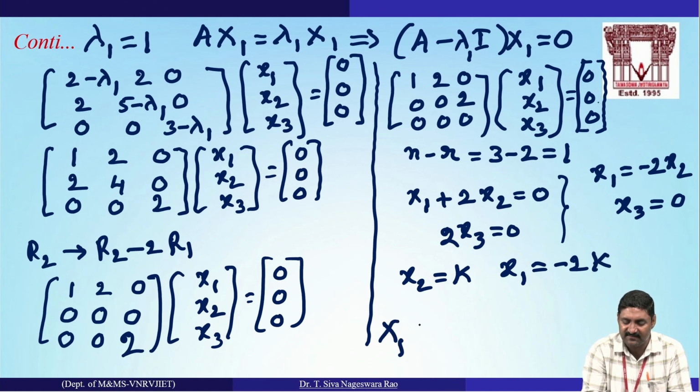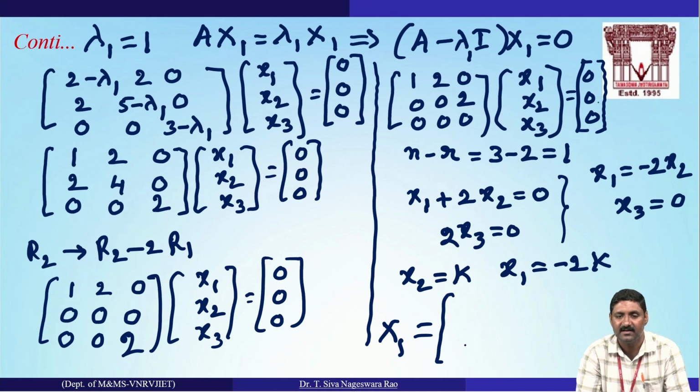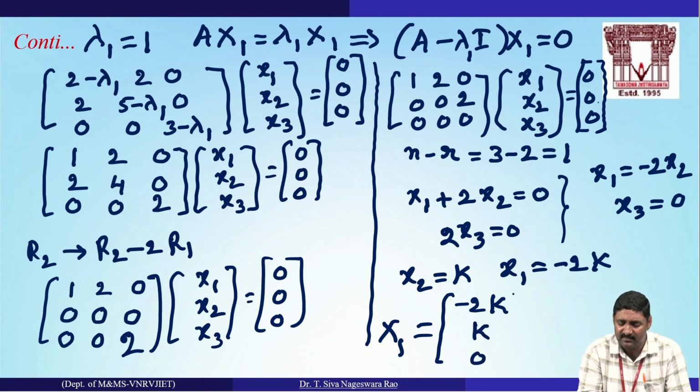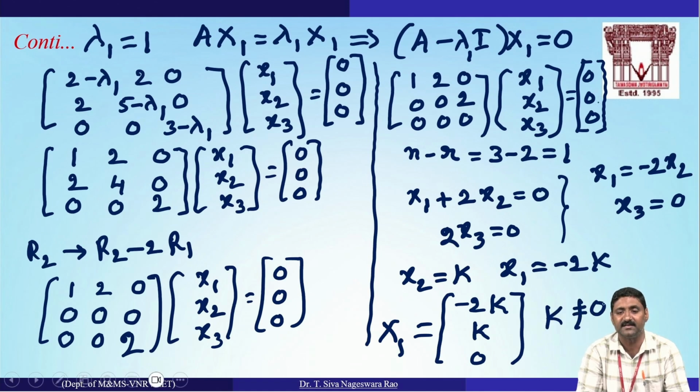Therefore, the first eigenvector corresponding to the first eigenvalue lambda 1 is equal to 1 is given by minus 2k, that is x1 value, x2 value k, x3 value 0, where k is arbitrary constant which is not equal to 0. So this is how we are going to find the eigenvectors corresponding to each eigenvalue.